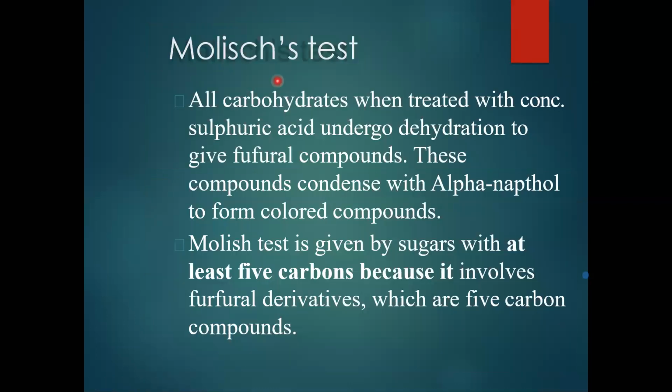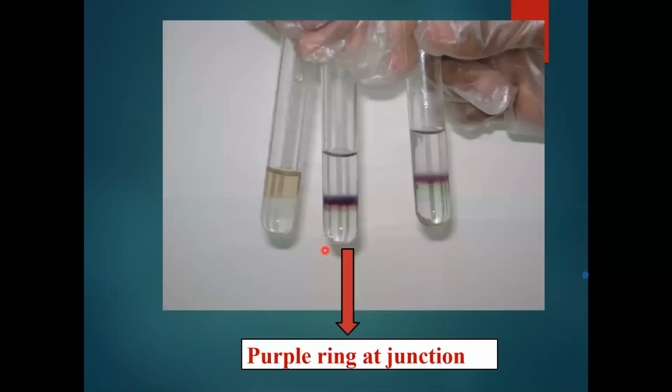Molisch test. All carbohydrates when treated with concentrated sulfuric acid undergo dehydration to give furfural compounds. These compounds condense with alpha naphthol to form a colored compound. The test is given by sugars with at least 5 carbons because it involves furfural derivatives, which are 5 carbon compounds. So this is a purple ring which is seen in the case of this test.